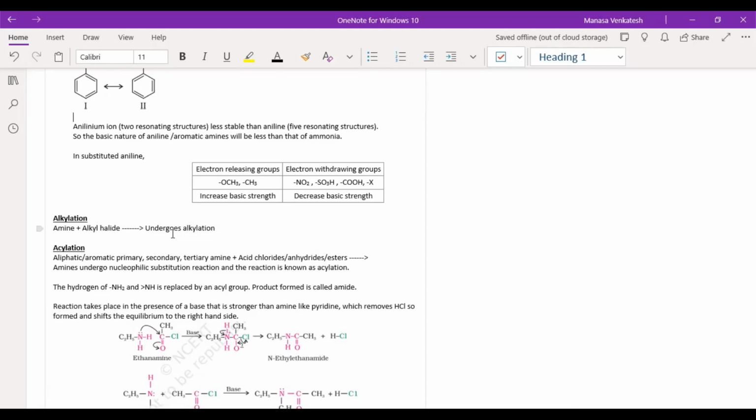Primary amine is undergoing reaction with alkyl halide to give us a secondary. Secondary is giving us tertiary. Tertiary is giving us quaternary ammonium salt.